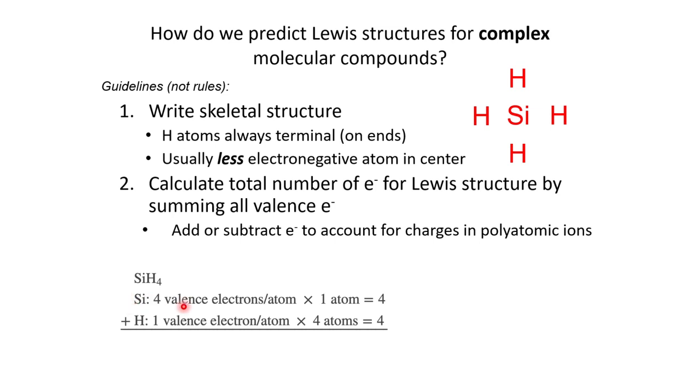So silicon is 4 valence electrons per atom, and there's 1 atom, so that means there's 4 valence electrons. Hydrogen has 1 valence electron per atom. There's 4 atoms, so that's 4 valence electrons. So our total here is 8 valence electrons. This compound is not charged, so we do not need to add or subtract any electrons to account for the charge.